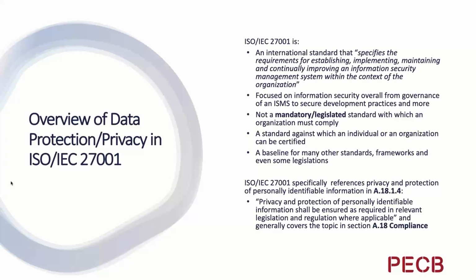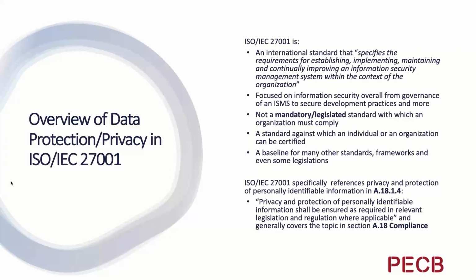Within 27001 itself as a standard, there's a specific section, A.18.1.4, that talks about privacy and protection of personally identifiable information. And I put the quote from the standard here that talks about privacy and protection of PII shall be ensured as required in relevant legislation or regulation where applicable. Now, this is something that's important in 27001. You have to make sure that you've figured out what standards or what legislations you're supposed to be compliant with within your organization. And then you ensure that you're compliant with that legislation or with that standard as part of being compliant to 27001.